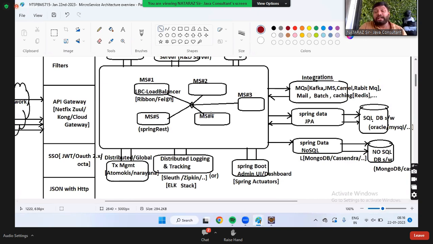We create multiple instances when demand is there. When a request comes from any client through the API gateway, that request should go to which instance of the microservice? Is it decided by this load balancer or not?